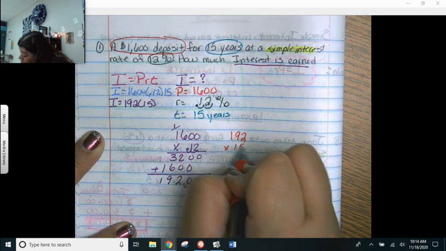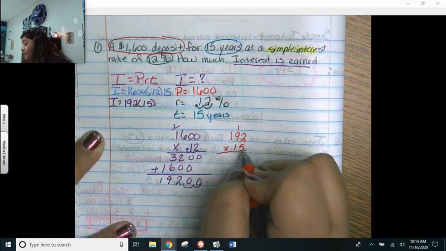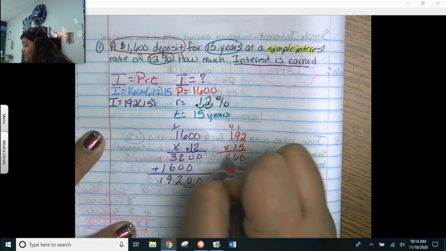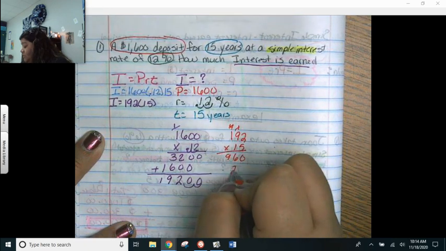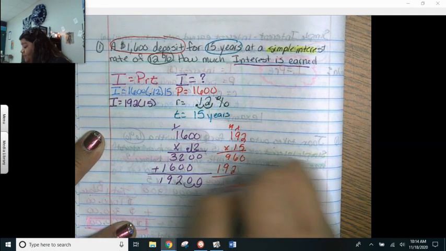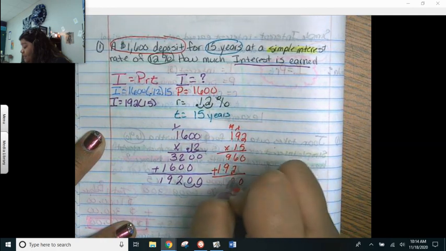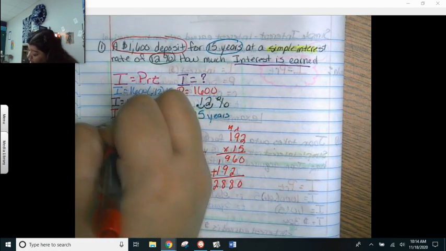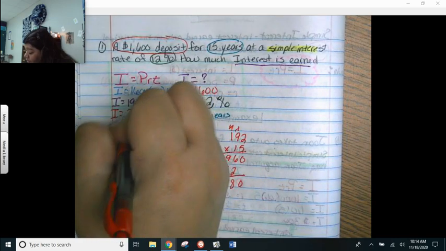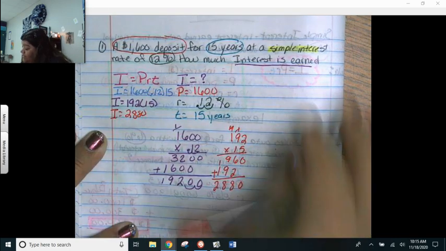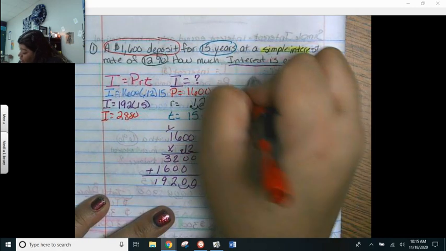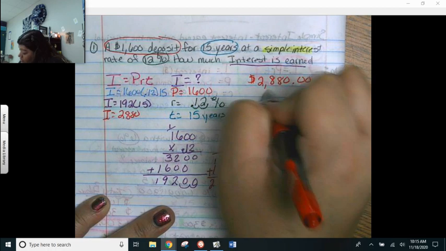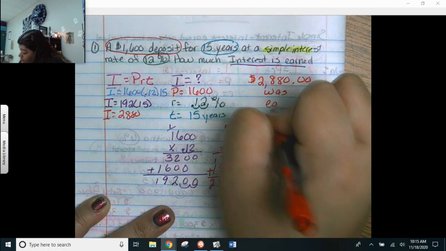So 192 times 15. 5 times 2 is 10. 5 times 9 is 45, plus 1 is 46. 5 times 1 is 5, plus 4 is 9. 1 times 2 is 2. 1 times 9 is 9, and 1 times 1 is 1. Add them up. 8, 18, 2, no decimal places. So I, which stands for interest, is 2880. So since this is in money, how much interest was earned? $2,880 was earned.